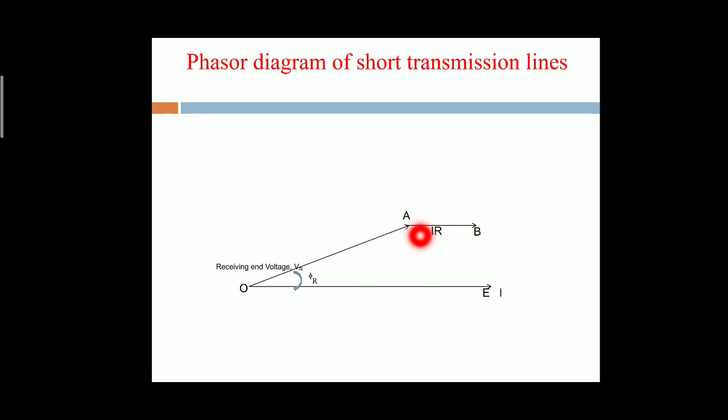Next, at an angle of 90 degrees, the inductive reactive drop is obtained. That is denoted by BC. IX is the inductive reactance drop. At an angle of 90 degrees, we draw the line BC, which is the inductive reactance drop. The sum of this IR and IX is denoted as IZ.